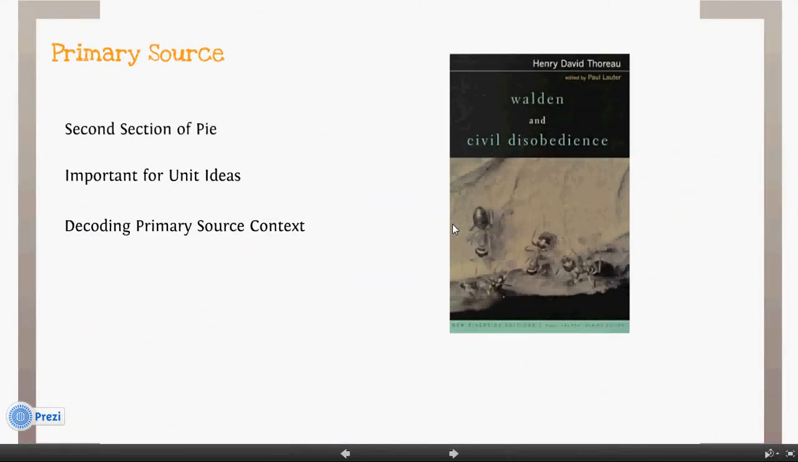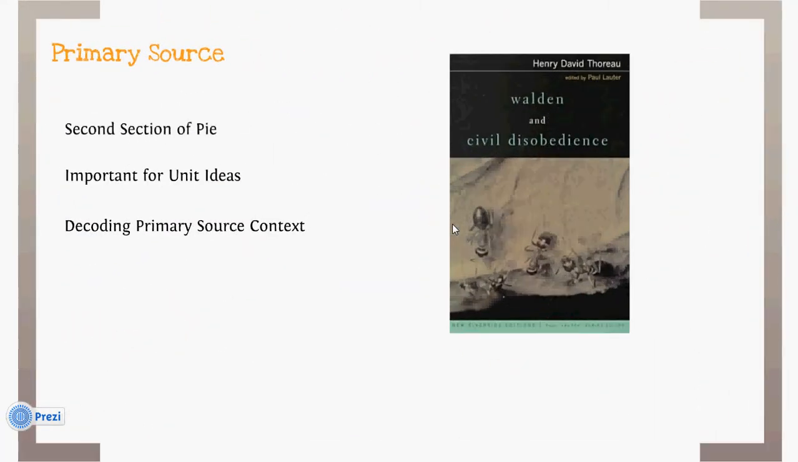My third book was actually a primary source. It's On Civil Disobedience by Henry David Thoreau. It is ideally taught alongside Martin Luther King Jr.'s Letter from Birmingham Jail, because it talks about themes of civil disobedience in the United States, and so that's why I said that it's really intellectual history.